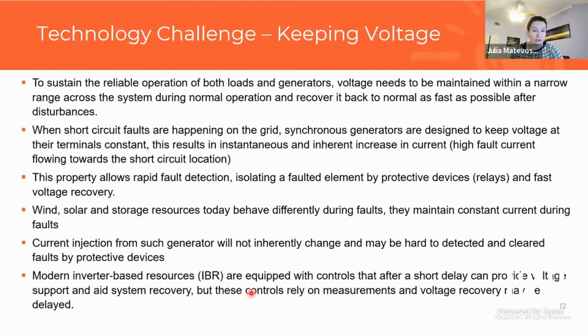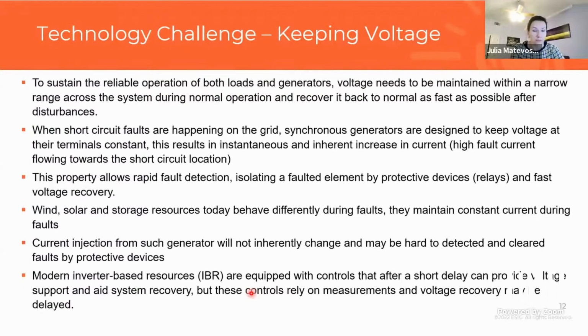Another thing is that these modern-day inverters are equipped with controls that can provide voltage support and aid system recovery. But these controls rely on measurements, and so they have a short time delay. It takes time before an inverter-based resource such as wind, solar, or storage starts supporting the grid during faults, whereas synchronous generators, similarly to inertia, are doing it inherently and by design.